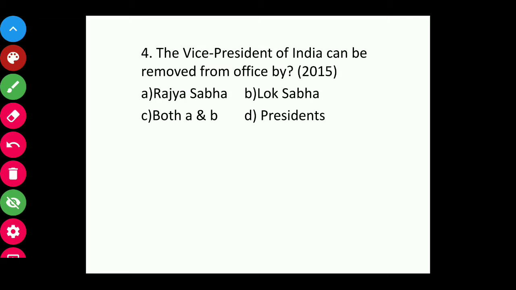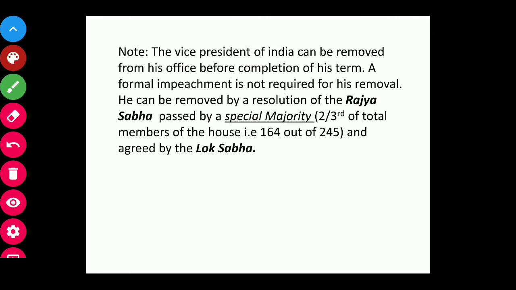Question number 4. The Vice President of India can be removed from office by. So the answer is both A and B, that is the Rajya Sabha and the Lok Sabha. The Vice President of India can be removed from his office before completion of his term. A formal impeachment is not required for his removal.